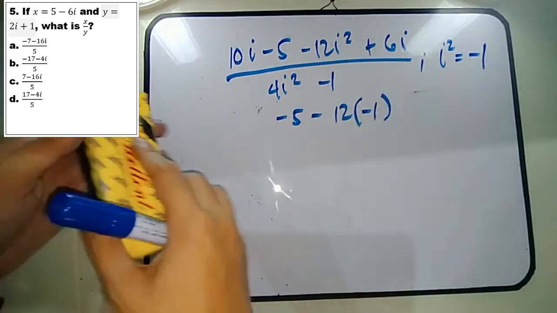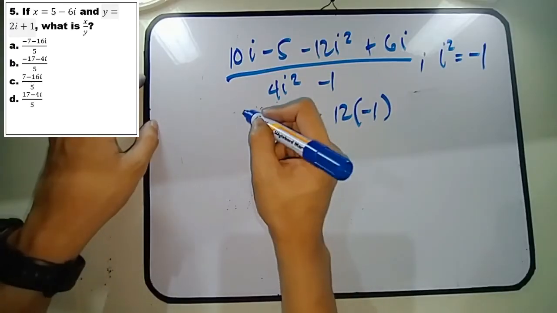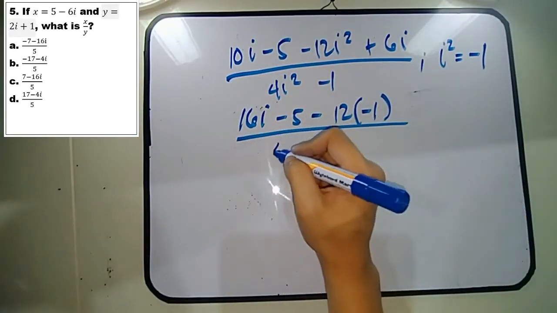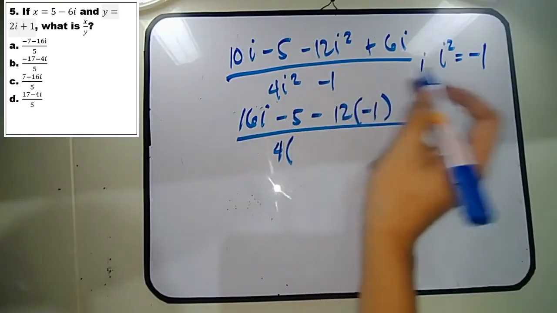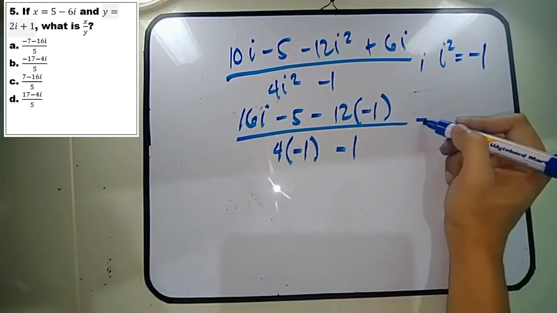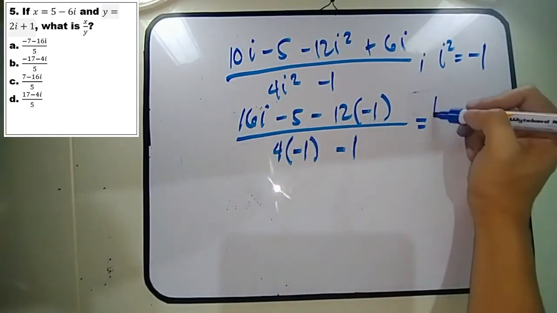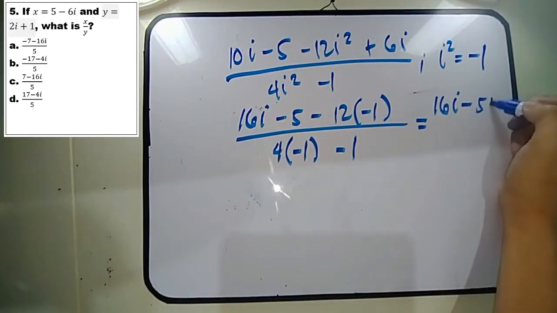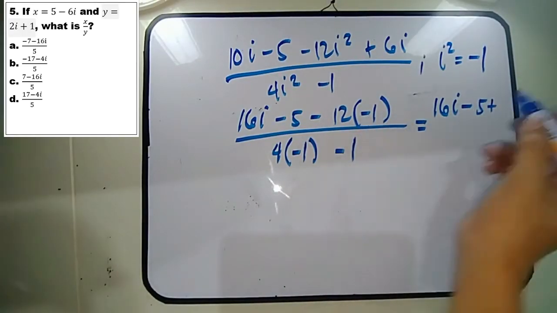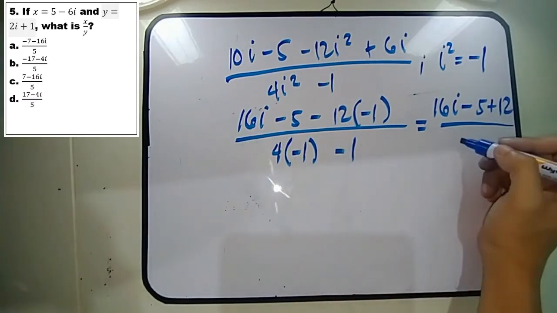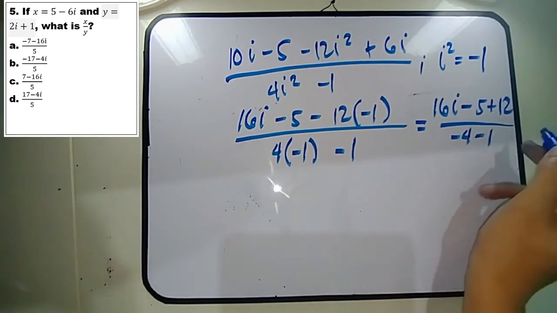10i plus 6i, so 16i, all over. So you have here 4 i squared, and i squared is negative 1, so we have here minus 1. So equals 16i minus 5 plus, negative times negative, so positive, plus 12, all over negative 4 minus 1. So this is negative 5.